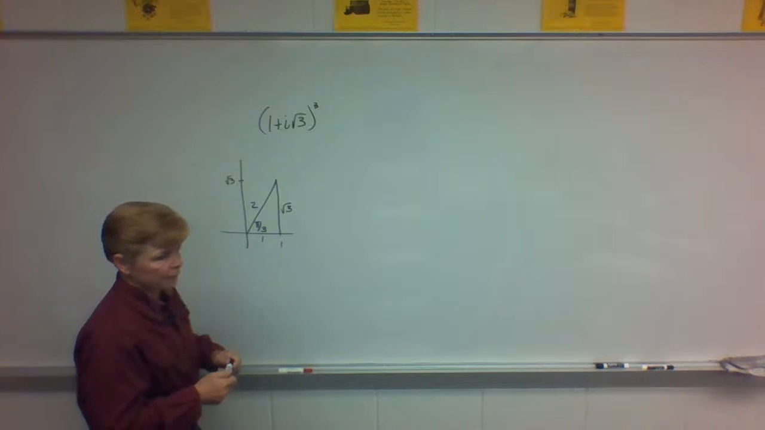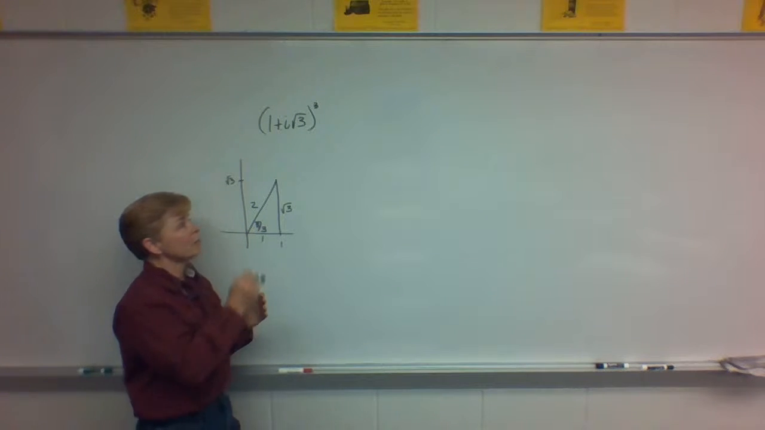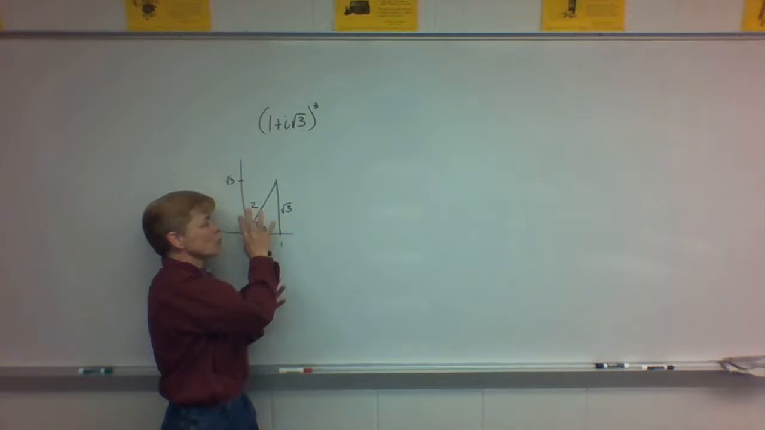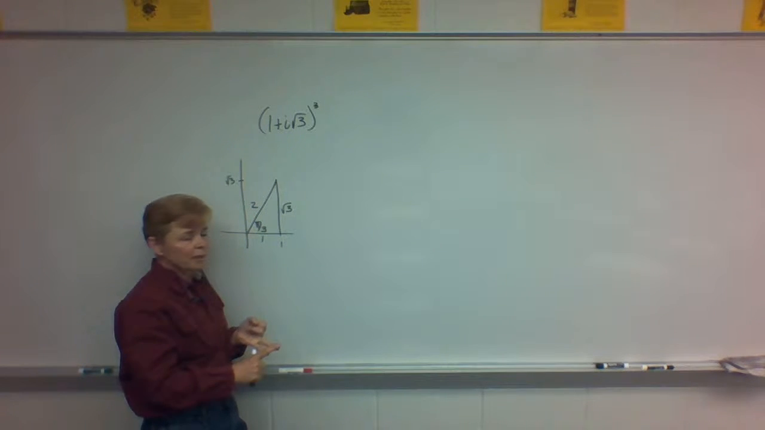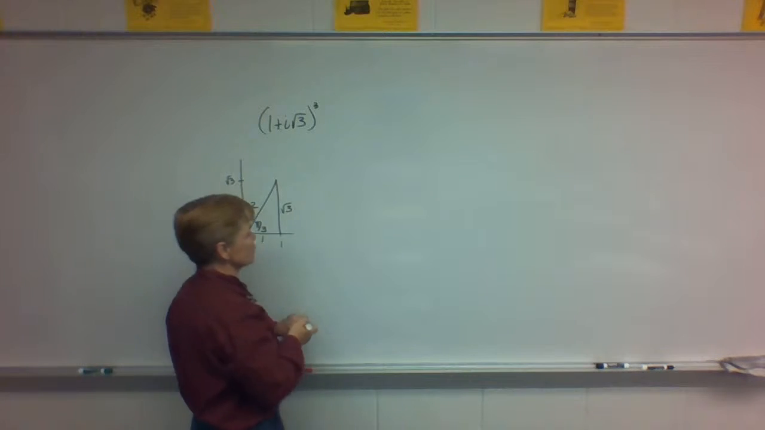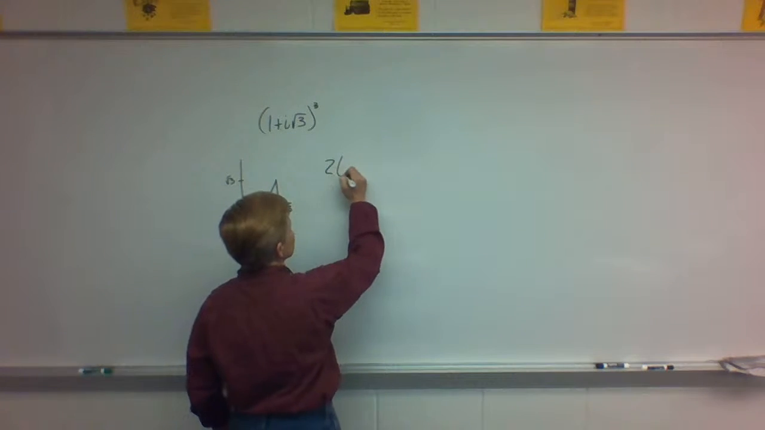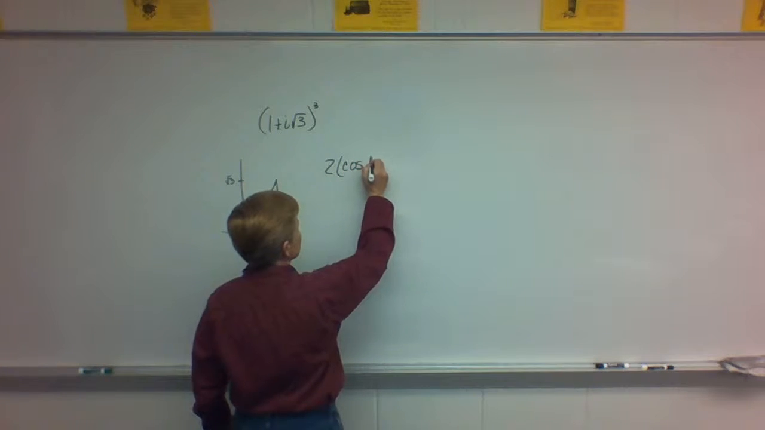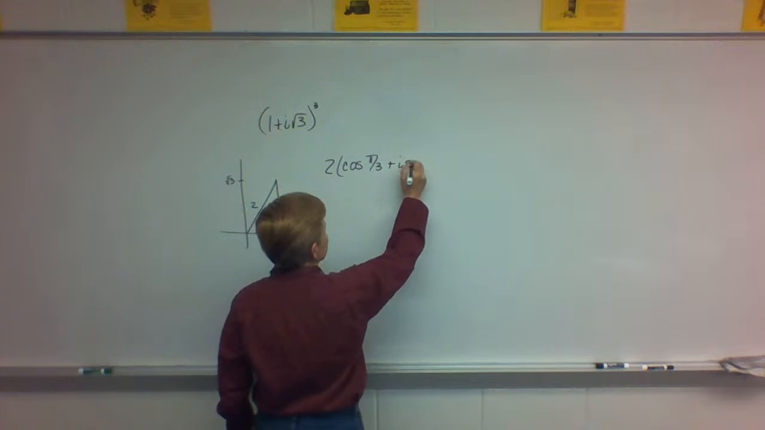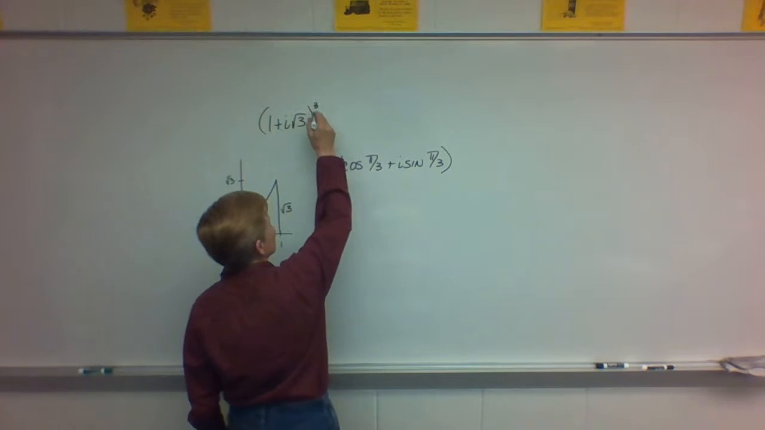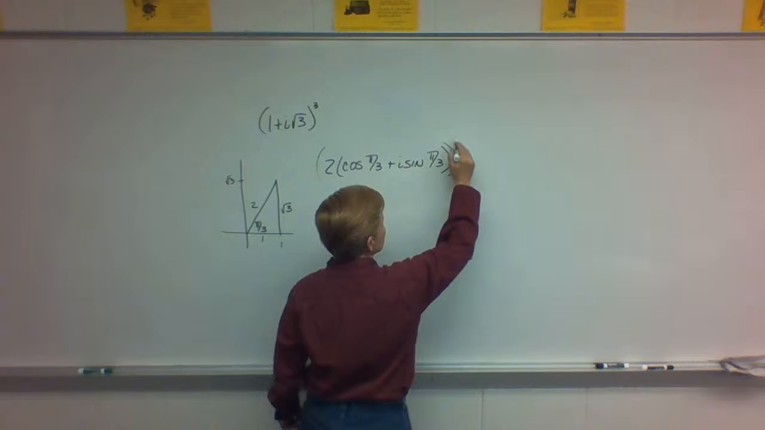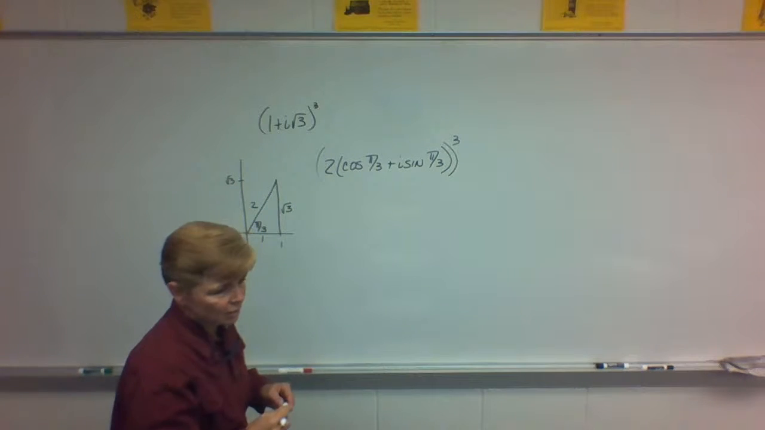Okay, so I want to know, based on this drawn picture, is everybody clear that the radius is 2 and the angle is pi/3? If you have those two things, you should be able to convert this to cis form, which would be 2 times the quantity cosine pi/3 plus i sine pi/3. And it is this that we wish to cube using de Moivre's theorem, which isn't that hard.